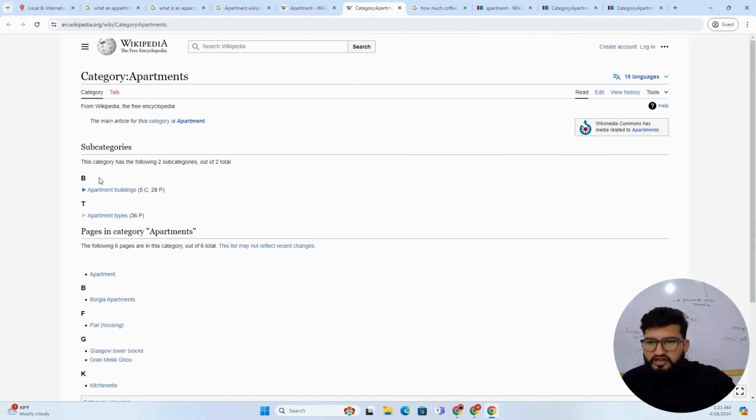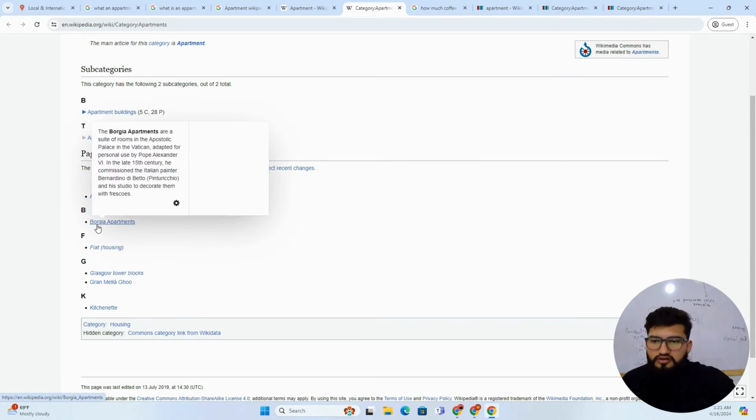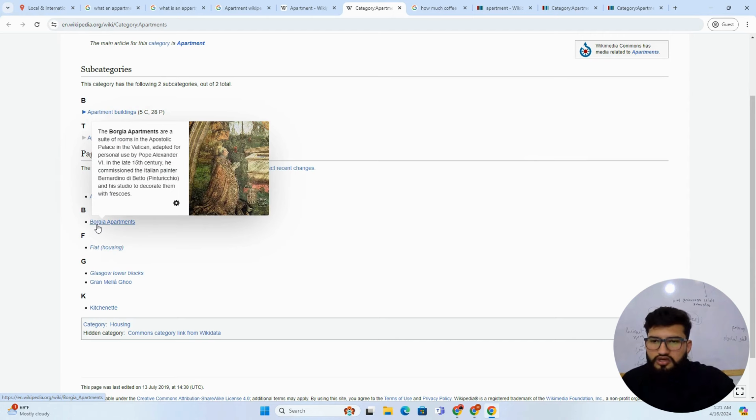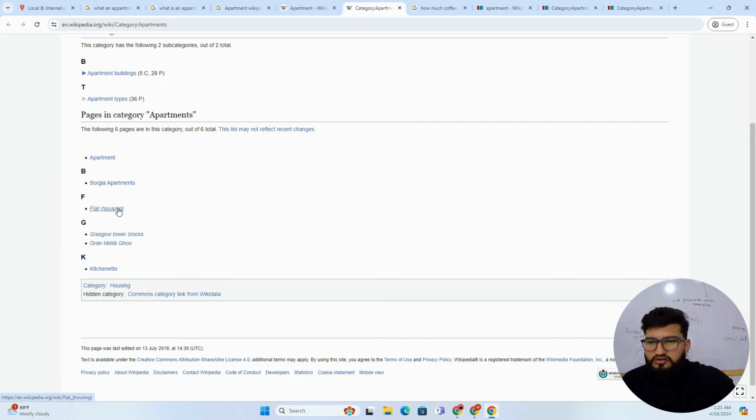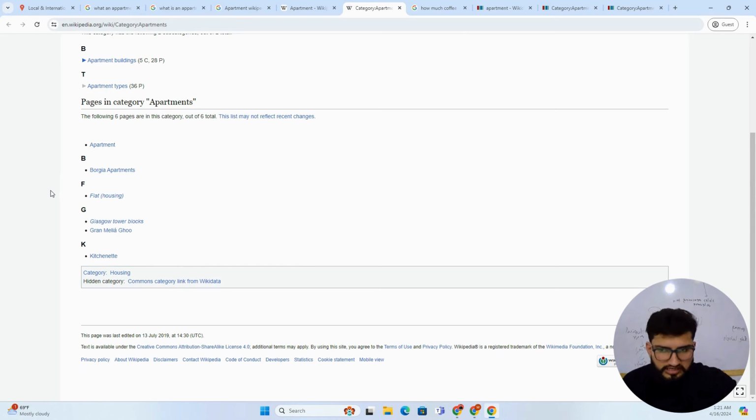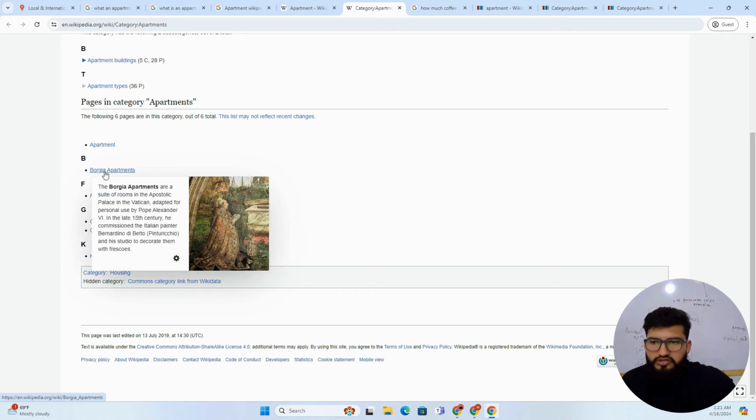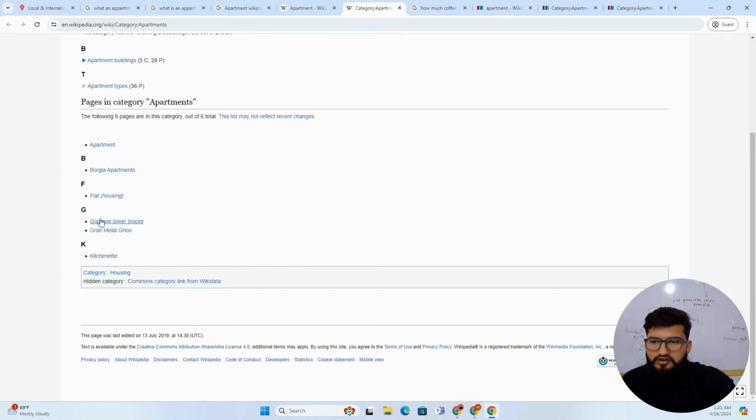But in the specific category of apartment, yeah, this is what I was saying. In apartment, there are subcategories like apartment buildings, apartment types, only apartment, Borgia. I don't know what that is, but maybe it's something you need to cover as well. But by checking this topic, flat, Glasgow floor, kitchenette, and then apartment is basically a subcategory of housing.